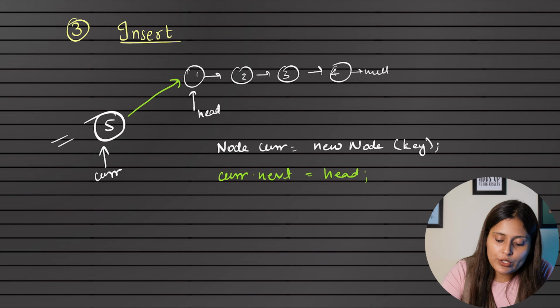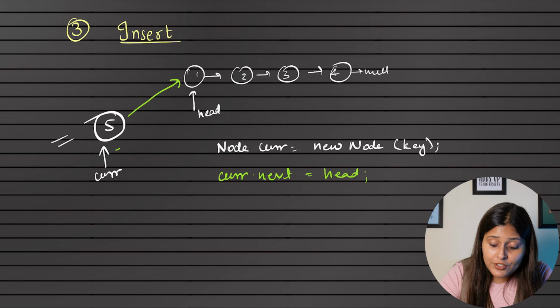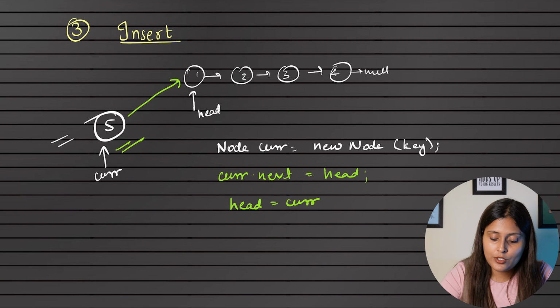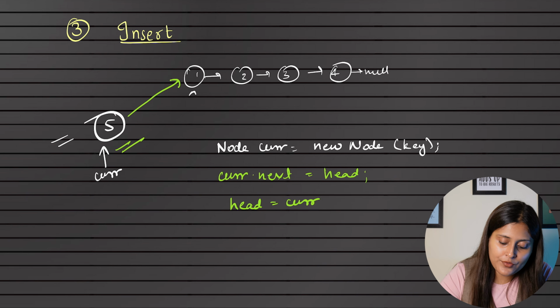Yes. So for that, we still have the track of current. So now we'll make the head as current. So now we'll move the head pointer from here and we will make the head this.